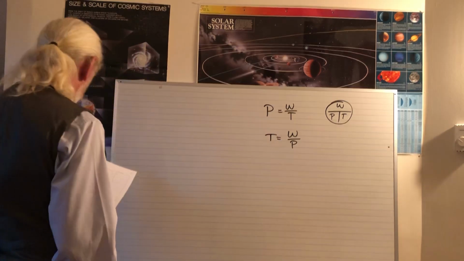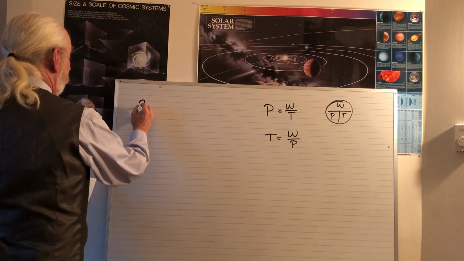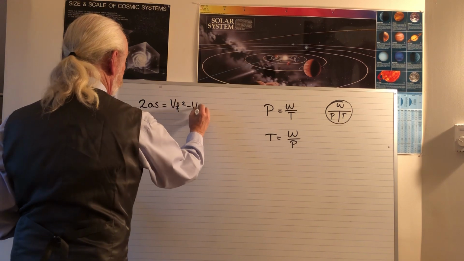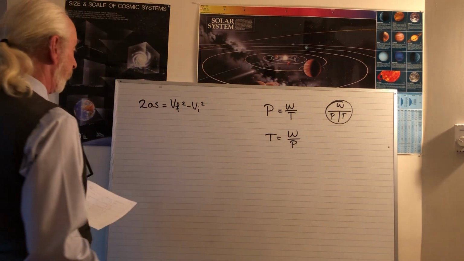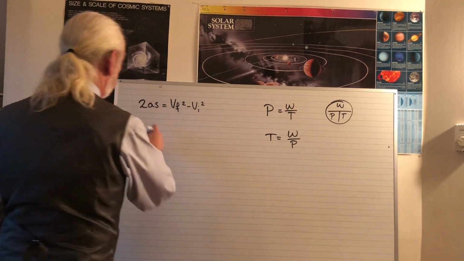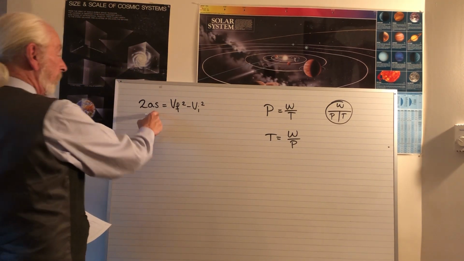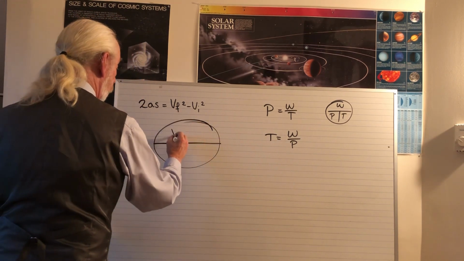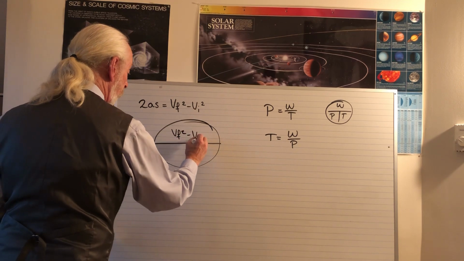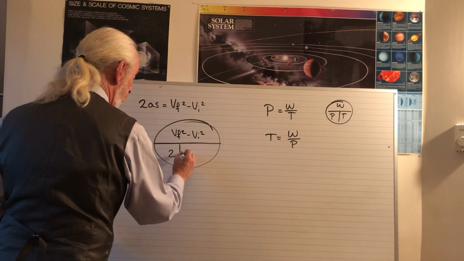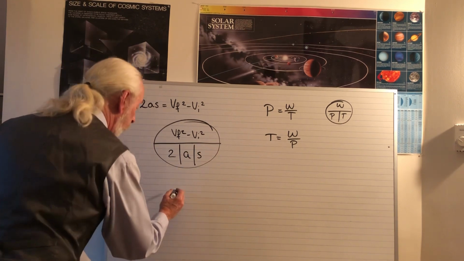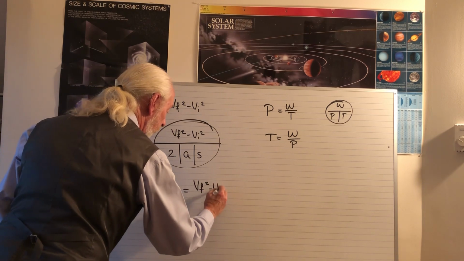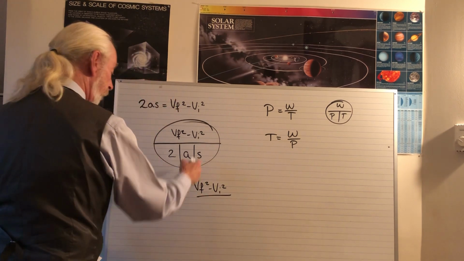Here's an equation you're going to see a lot of. 2as equals vf squared minus vi squared. We're going to solve for a. So the way we're going to get around that, a is being multiplied, so we know that he's going to be on the bottom row. So we'll put all this on the top. A equals vf squared minus vi squared over 2s.